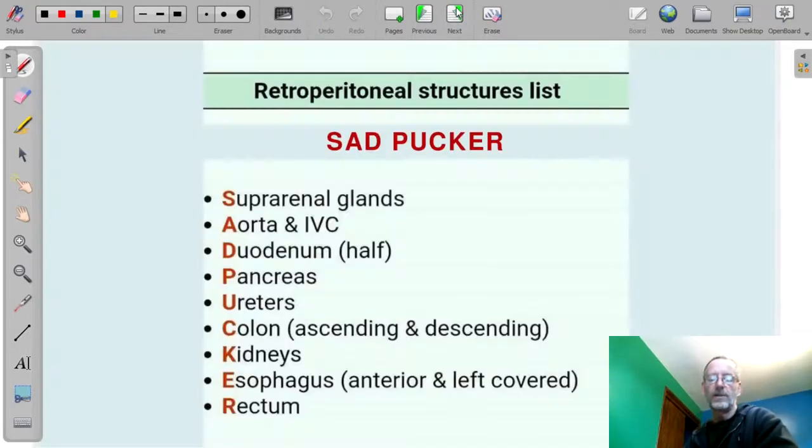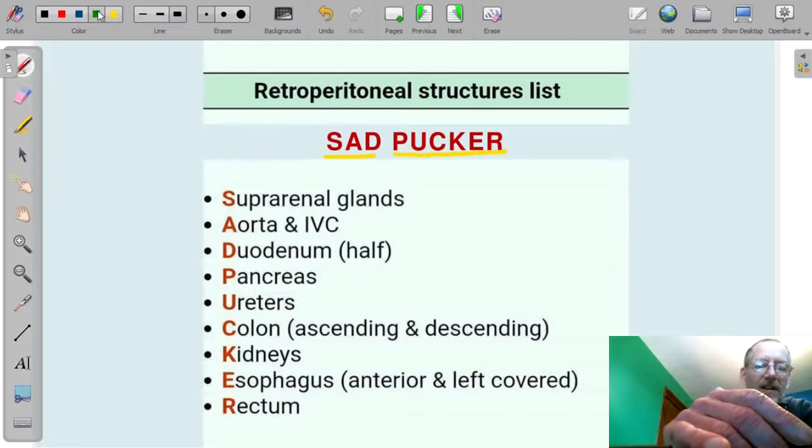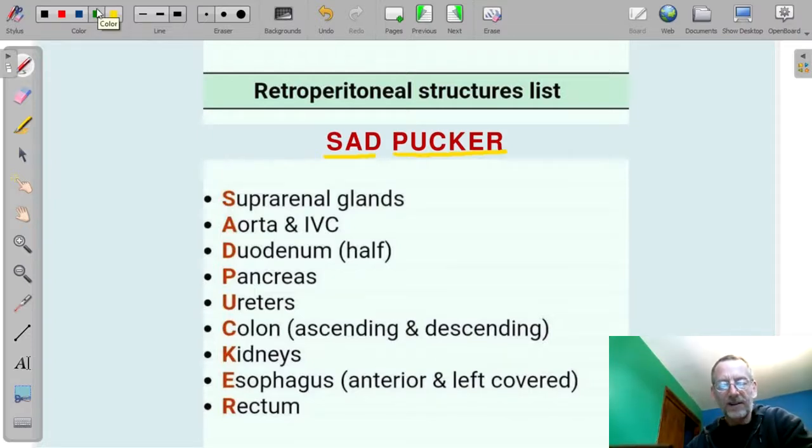Okay, last slide. This gives you a mnemonic for remembering some of the major organs that are retroperitoneal. Now, I'm not going to ask you to memorize this list, but if you did have to memorize a list for another class, the trick for memorizing is to come up with little mnemonics, little memory devices, little sayings that help you. And one is SAD PUCKER. So that's easy to remember. And then you just have to remember what each letter stands for. Things that are retroperitoneal. I'm just running through this list to go over it once.